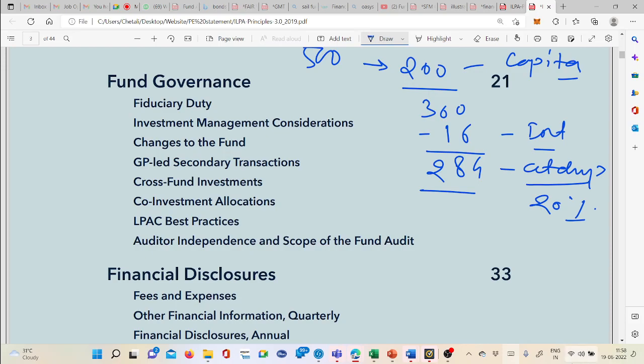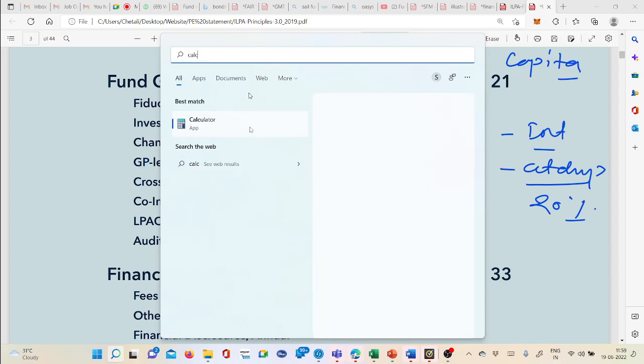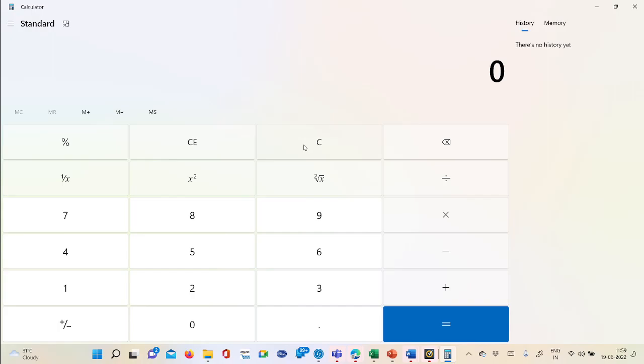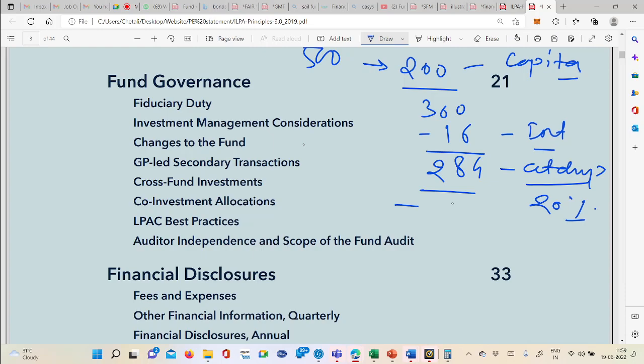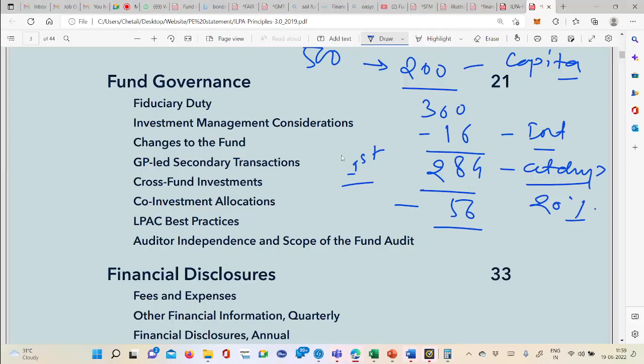Calculated. If I have a calculator handy, 284 at, let's say, 20%. I'm assuming the catch-up rate is around 56.8, so about 56 crore. So minus the first catch-up, 284 minus 56 is 228.